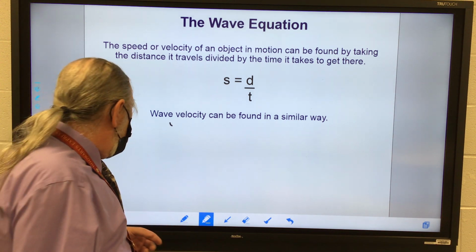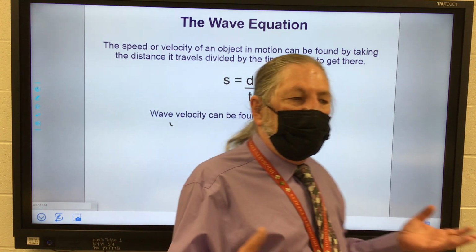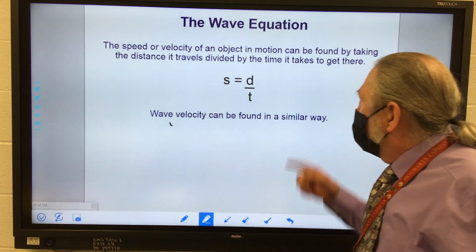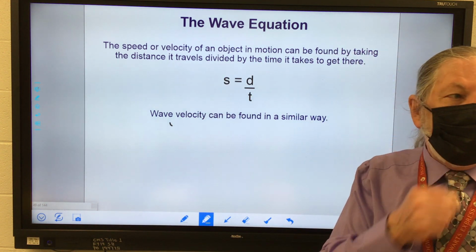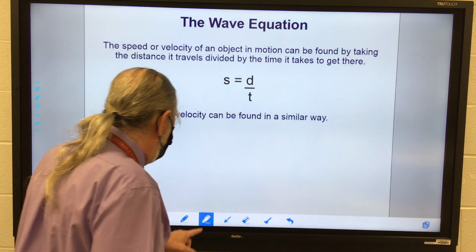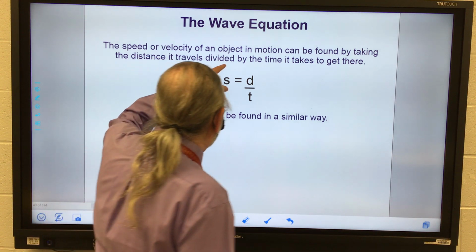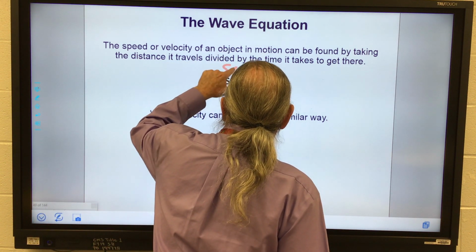You at home, you get a sheet of notebook paper or a 3x5 card. I gave these guys a 3x5 card. And write this formula down, and it'll help you here with some questions here in just a few minutes. So this is your speed formula.